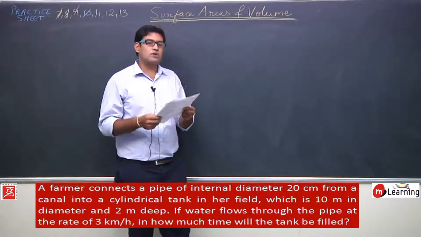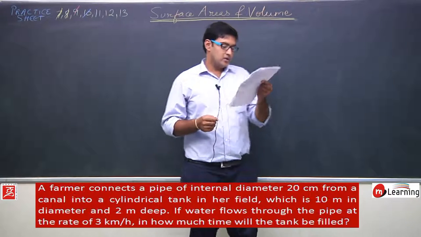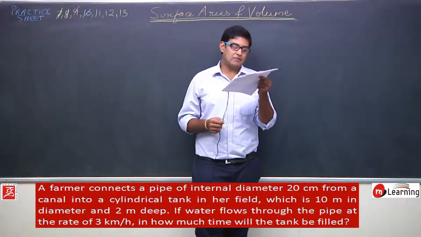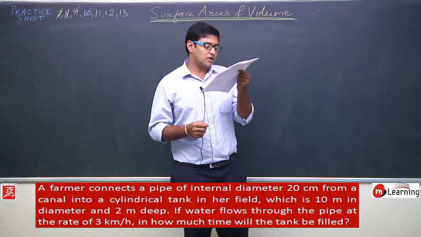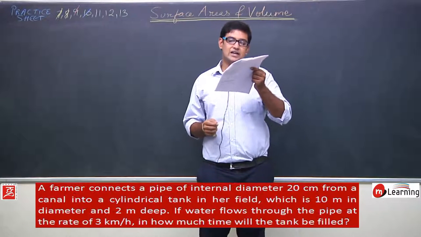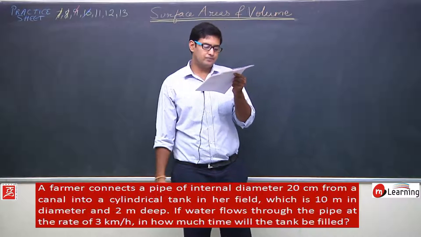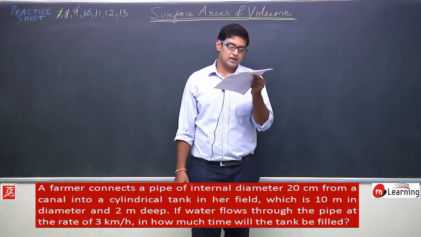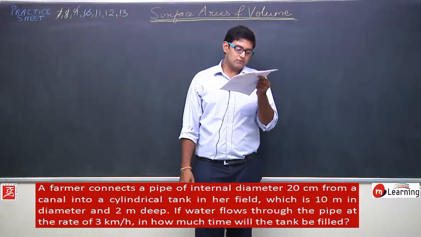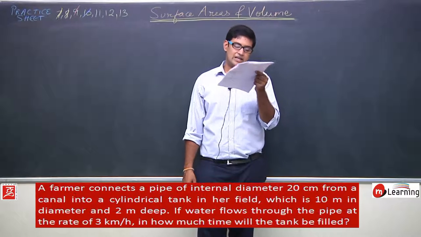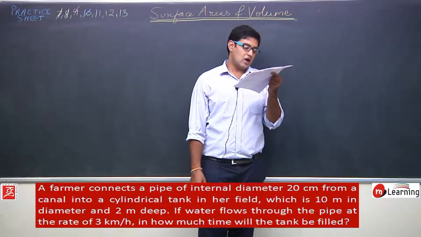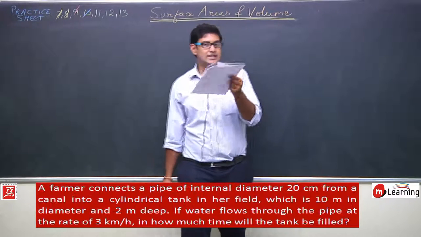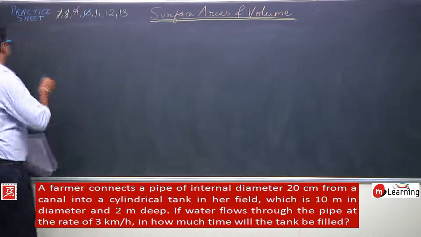Okay, now let us solve question number 11 from the practice sheet. Question number 11 says, a farmer connects a pipe of internal diameter 20 centimeters from a canal into a cylindrical tank in his field, which is 10 meter in diameter and 2 meter deep. If water flows through the pipe at the rate of 3 kilometers per hour, in how much time will the tank be filled? Okay. So what the question says is, let us draw the diagram of this question to understand it better.